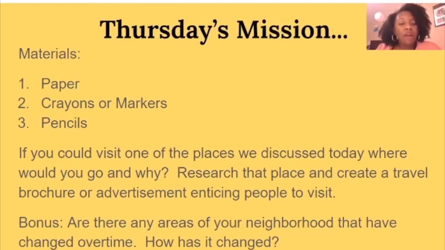And then the bonus, are there any areas in your neighborhood that have changed over time? If so, how has it changed? Have there been parks that have been created in your neighborhood? Have schools been built in your neighborhood recently? Have there been buildings that have been torn down? Maybe somebody's gotten rid of some trees that were really important to your neighborhood. How has your neighborhood or your area, maybe even just your block, your building, how has it changed over time?